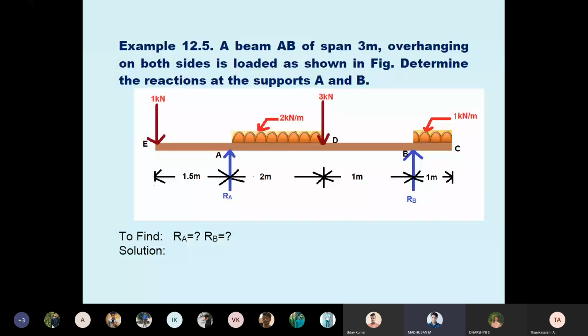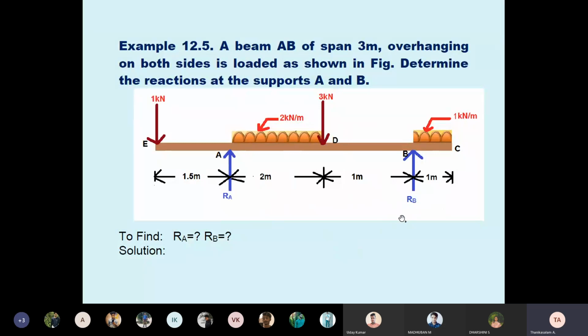A beam AB of span 3 meter overhanging on both sides is loaded as shown in figure. Determine the reactions at the supports A and B. Okay, you see the support. They mention supports A and B. So when they say support, the reactions are given automatically at A and B, the blue color. So that is called reaction, no? Support reaction always acts at the bottom side. So RA, RB are given in the diagram.